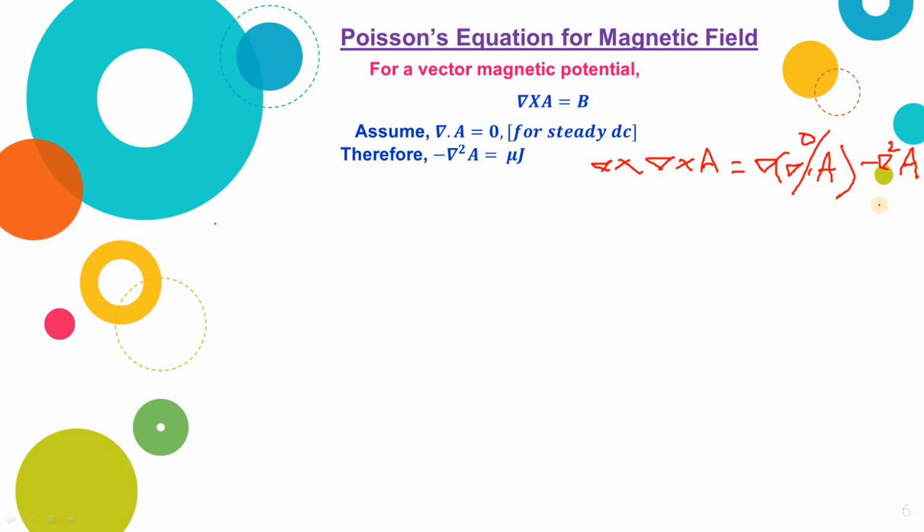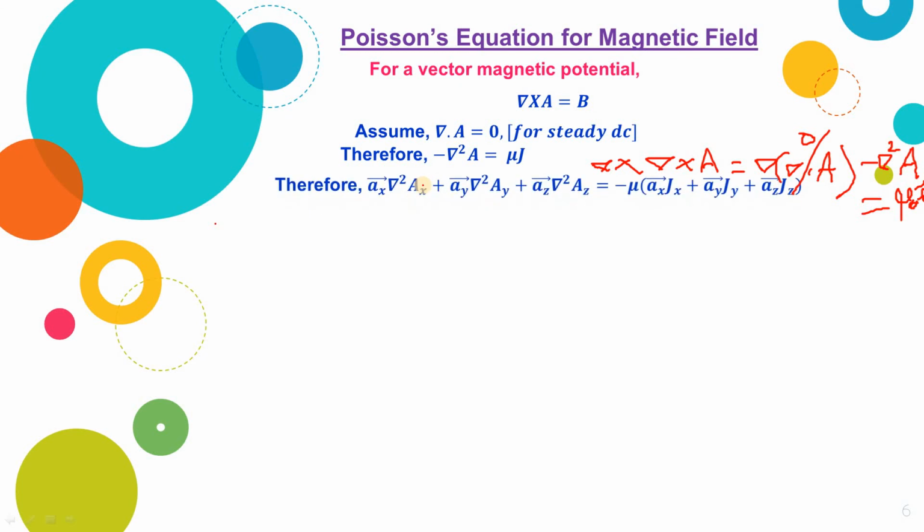Minus del square A. So what is minus del square A? Minus del square A is equal to mu naught into J. That only we got. So that is why I have written it like this: minus del square A is equal to mu into J.